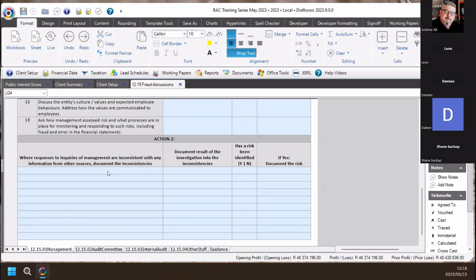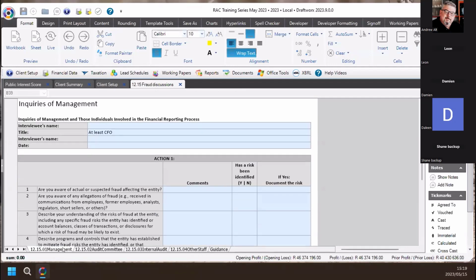Okay. There's also an action 2 where you can then go and document any responses that are inconsistent, to also go and make some comments around that. So if you go and speak to different people and they give you different answers, go and dig a little bit into those inconsistencies.